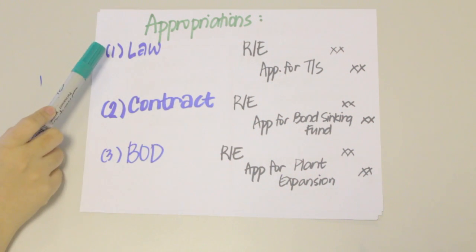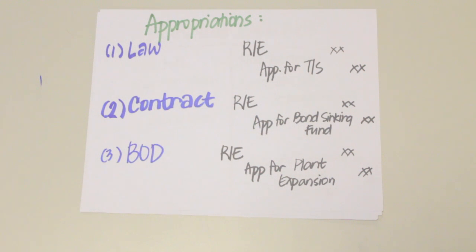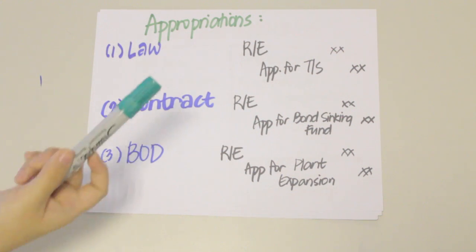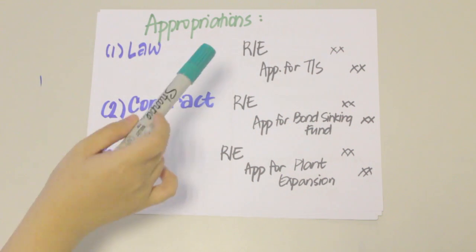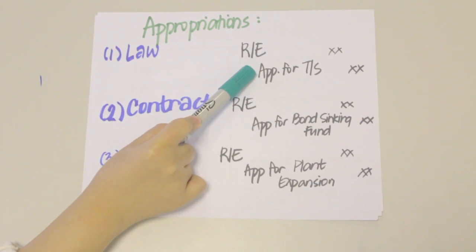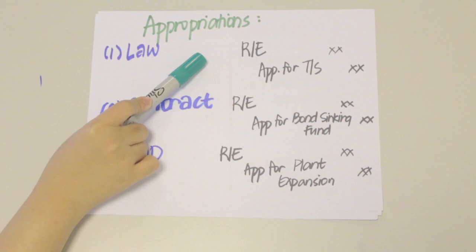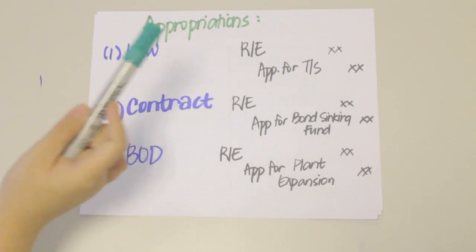So first is when it is required by law. This is the case when a company acquires its own shares or acquires treasury shares. The entry for such would be to debit retained earnings and credit appropriation for treasury shares. The amount to be appropriated should be equal to the total cost of your treasury shares.